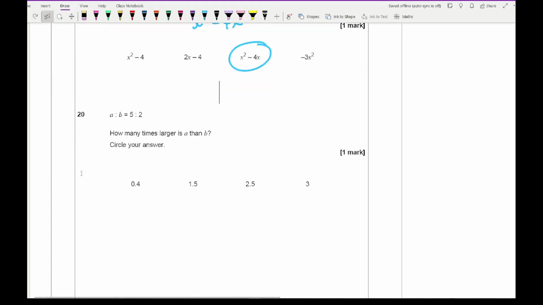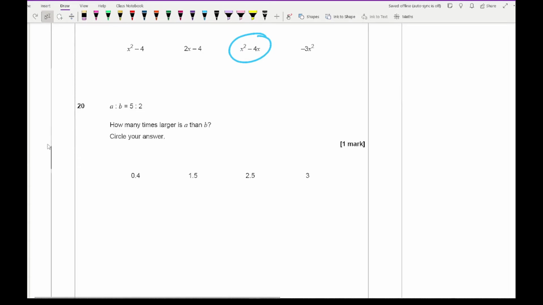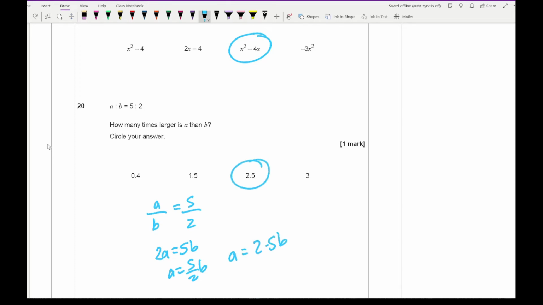It then says for 20, a to b is equal to 5 to 2. How many times larger is a than b? So for this, what we need to do is convert the ratios into equations. So I've got a over b equals 5 over 2. Then if I cross multiply, I end up with 2a equals 5b. And then from this, I can say that a is equal to 5 over 2 b, which is a equals 2.5b. So how many times bigger is a than b? Well, it's going to be 2.5.